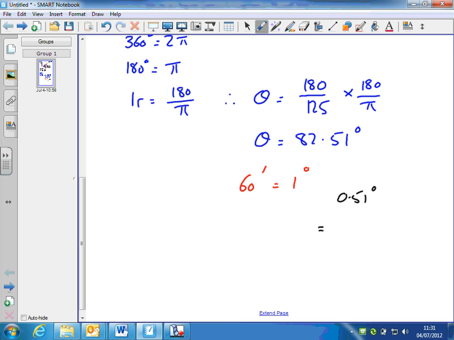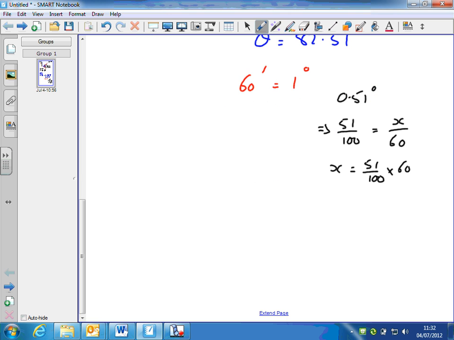is actually 51 hundredths of a degree, and we want to know what that is in 60ths, i.e. in minutes. So I times both sides by 60, and I get x equals 51 over 100 times 60. That's the sort of idea. So in other words, to get the angle in minutes, I just times my angle as a decimal by 60. So you just take your 0.51 times that by 60, and you get the minutes, and you should then get the answer in the textbook.